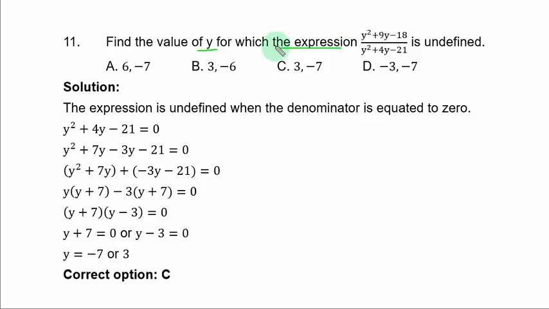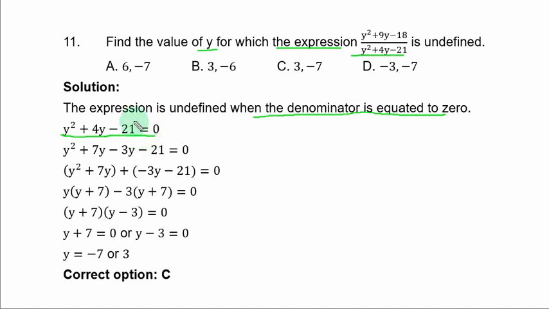Question 11. Find the value of y for which the expression y squared plus 9y minus 18 over y squared plus 4y minus 21 is undefined. The expression is undefined when the denominator is equal to 0 or equated to 0. So we have y squared plus 4y minus 21 equal to 0.